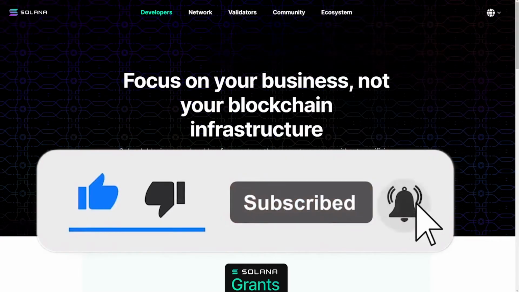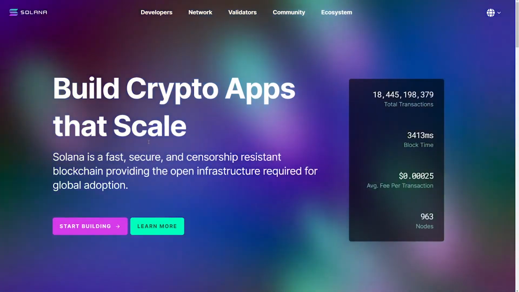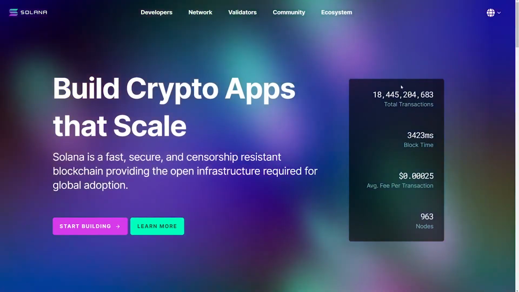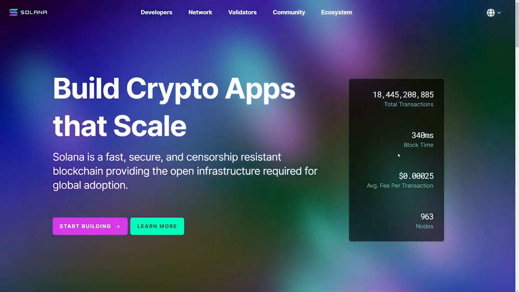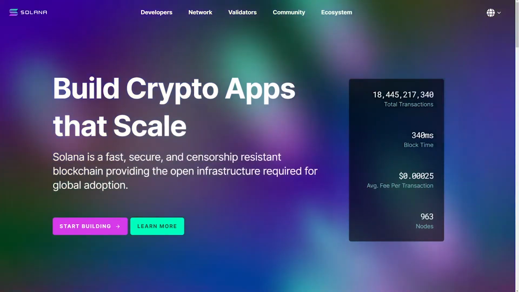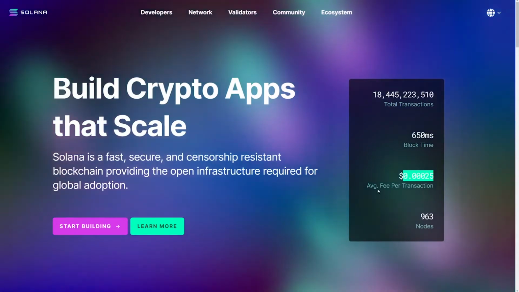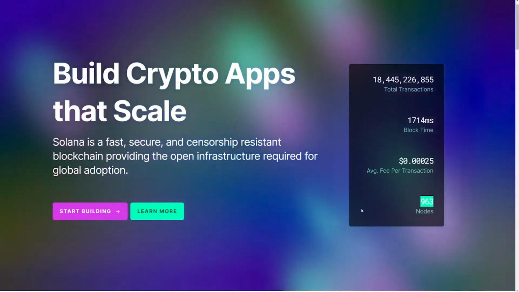So starting here on the solana.com page, we can see that it is a very fast and secure blockchain. We can see the total amount of transactions completed, and also down here we can see the updated block time, and average fee per transaction is also very low compared to the biggest options like Bitcoin or Ethereum, and also the number of nodes.